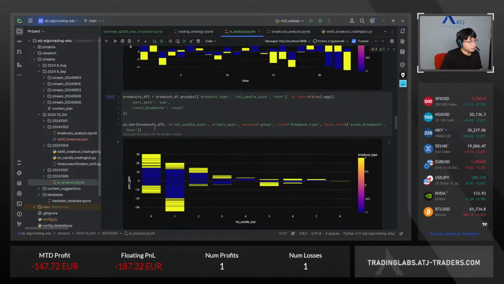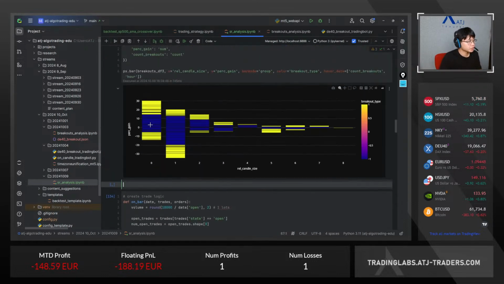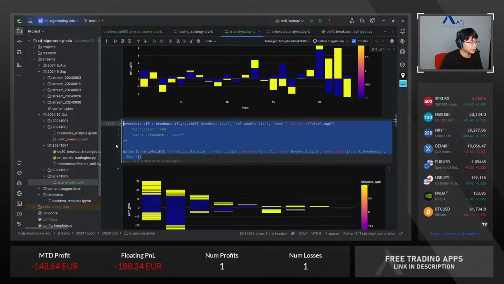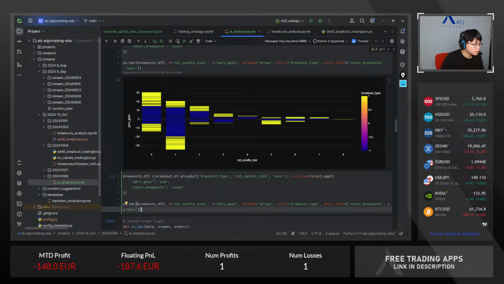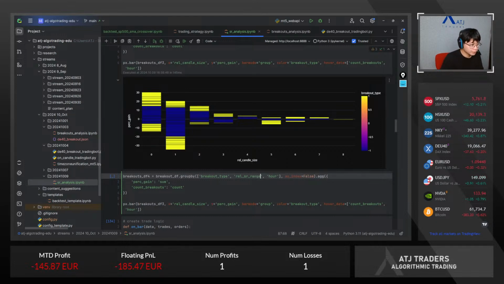And here I'm going to create a new section, and I'm going to backtest based on the SR range. So I'm going to do the F4. I'm out of ideas how to name these variables, so I'm just going to use relative SR range. And I'm going to ignore hour for now. Right now I'm not interested in the hour. I'm just going to have a look at this.